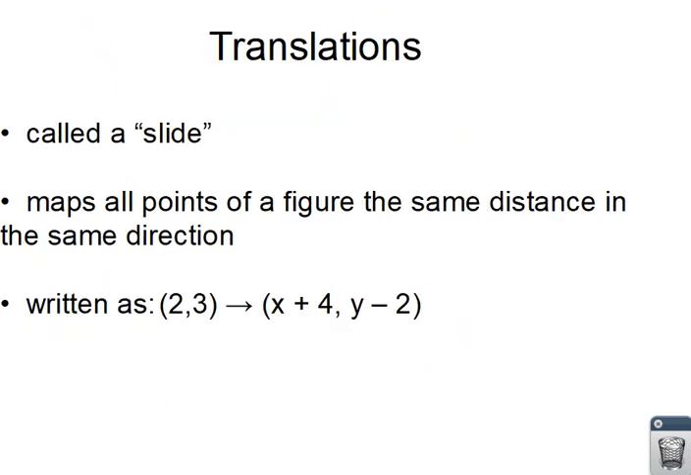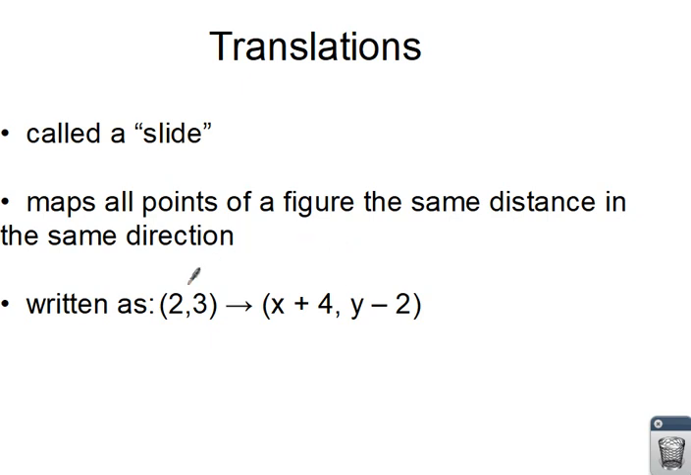Okay, the first transformation that we're going to do, and probably the easiest that we're going to do, is called a translation. It's a slide. You're going to take all the points of a figure the same distance in the same direction. So they're all going to go right and up, or they're all going to go down, or they're all going to go left. But all the points move the same direction at the same time, so that you start with a shape and you end with the same shape.